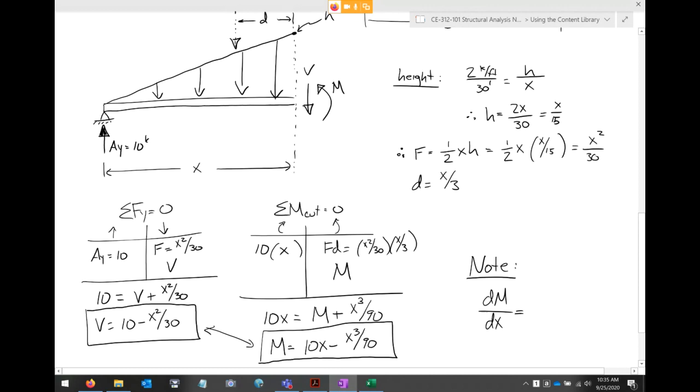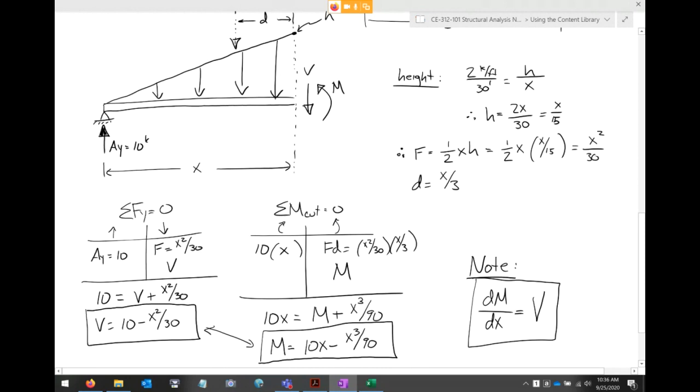What's the derivative of the moment? It's the shear. What's the derivative of 10x? It's 10. What's the derivative of x cubed over 90? Well, the derivative of x cubed is 3x squared, so 3x squared over 90 is x squared over 30. The derivative of the moment is the shear. It's a check.